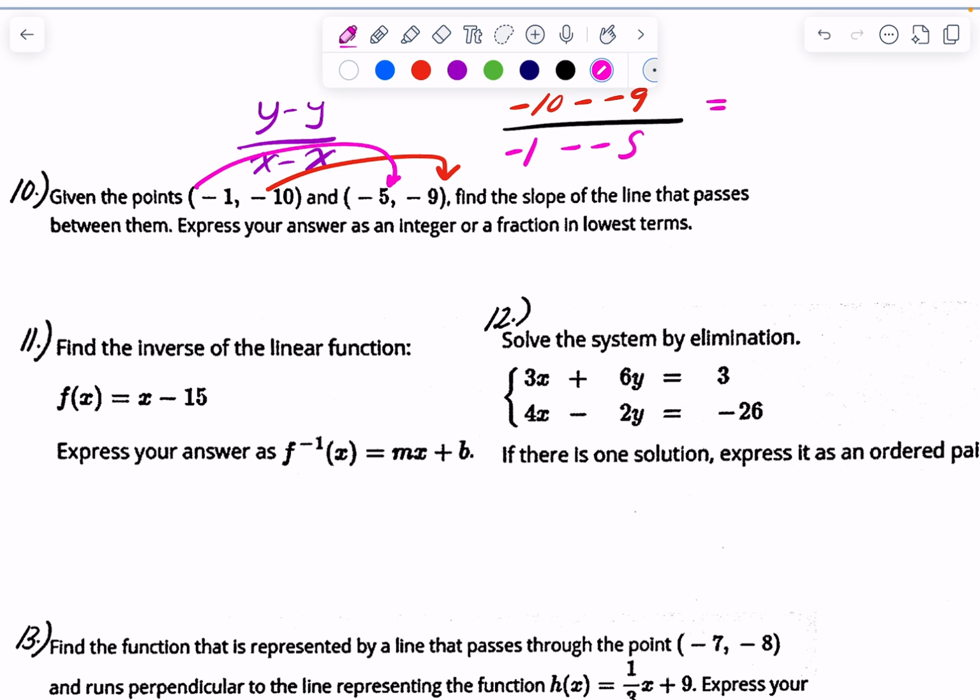On top, we can see that that would be negative 10 plus 9, which is negative 1. And on bottom, that was negative 1 plus 5, which is 4. So negative 1/4 is the slope.